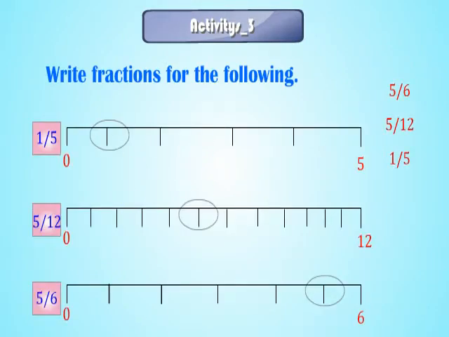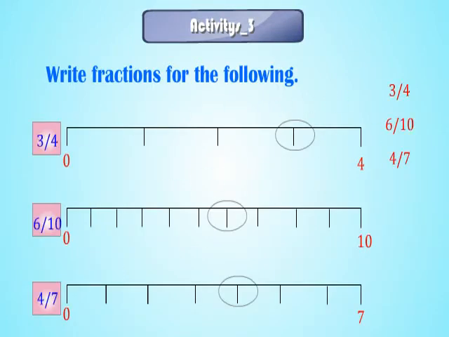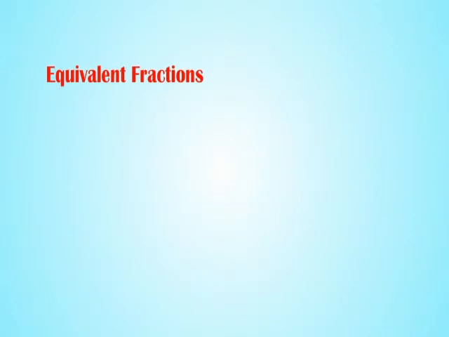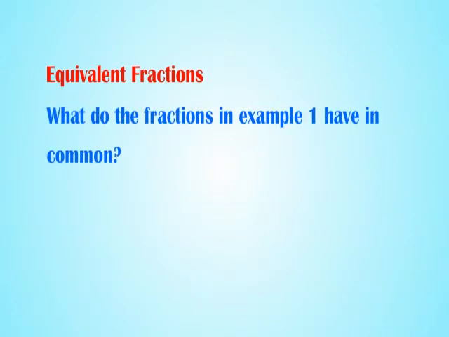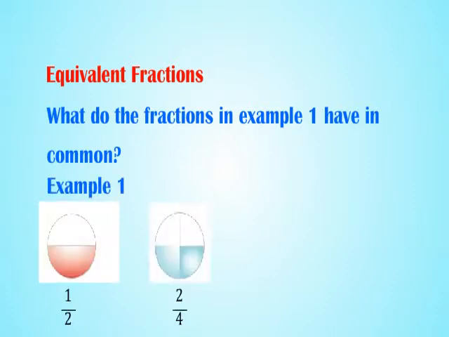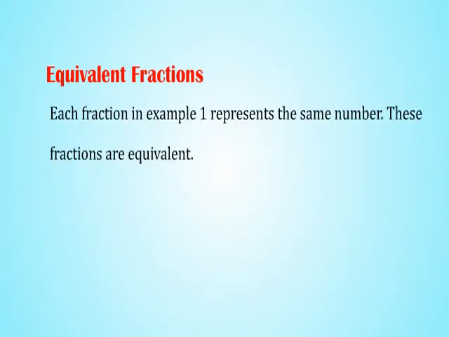Equivalent fractions. What do the fractions in example 1 have in common? Example 1: 1 by 2, 2 by 4, 3 by 6, 4 by 8. Each fraction in example 1 represents the same number. These fractions are equivalent fractions. Definition: equivalent fractions are different fractions that name the same number.